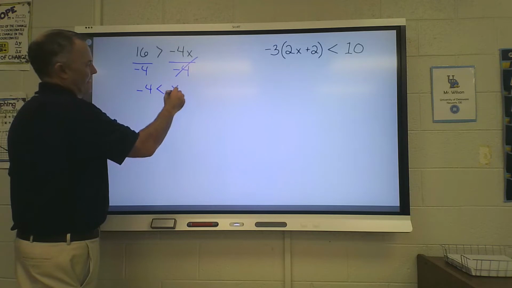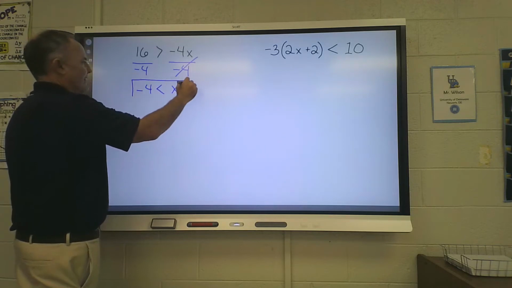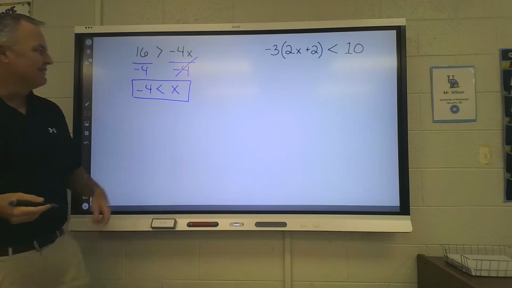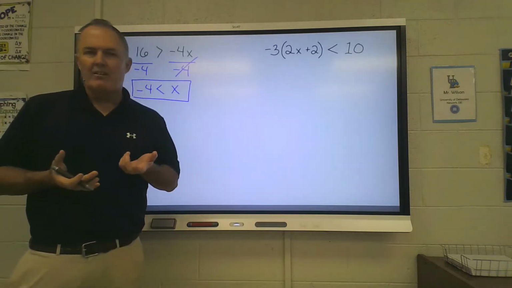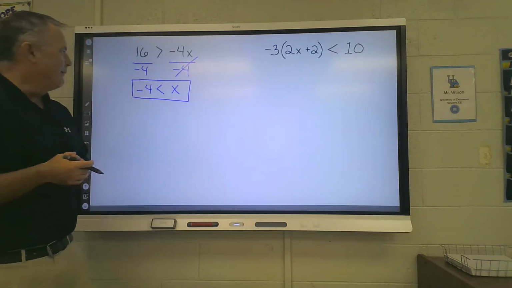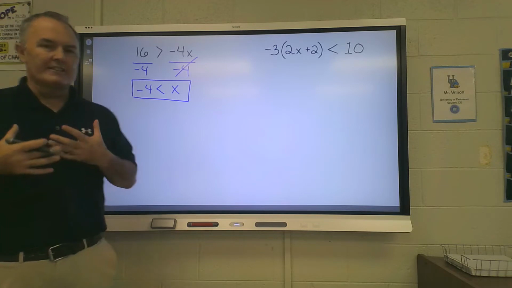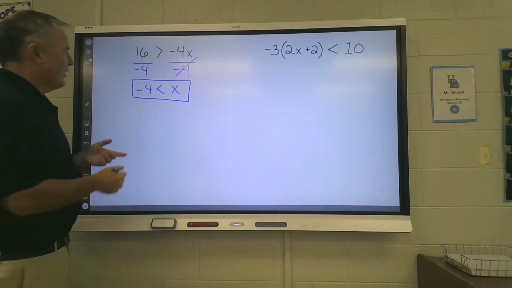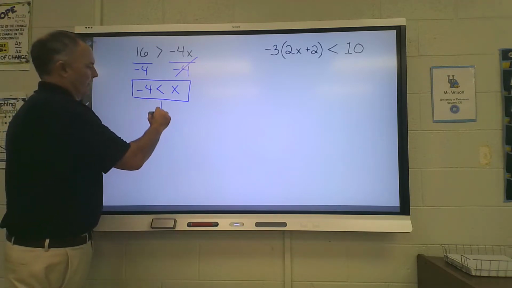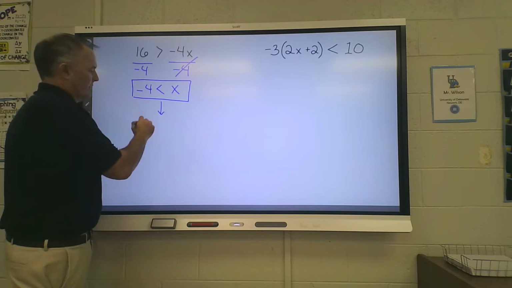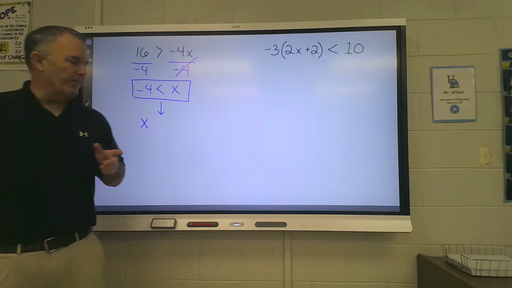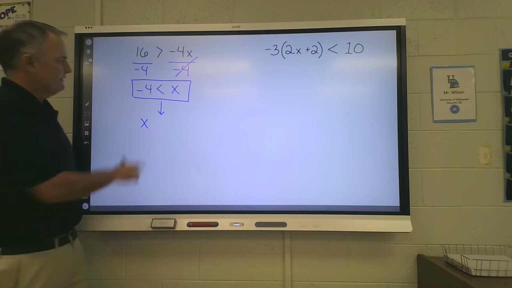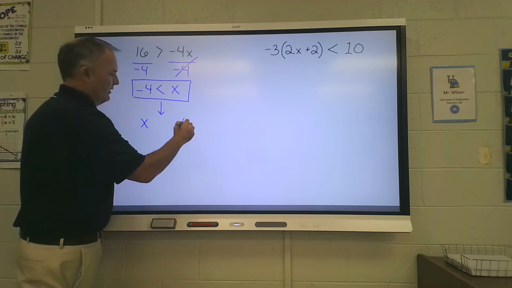And I only have an x over there. All right, so that's the answer. Now, is that a correct answer? Absolutely it is. However, sometimes most things are listed with a variable first. So if you're ever asked to switch this around and put your variable first, here's the easiest way to do it. Put your variable on the left, the actual number on the right.